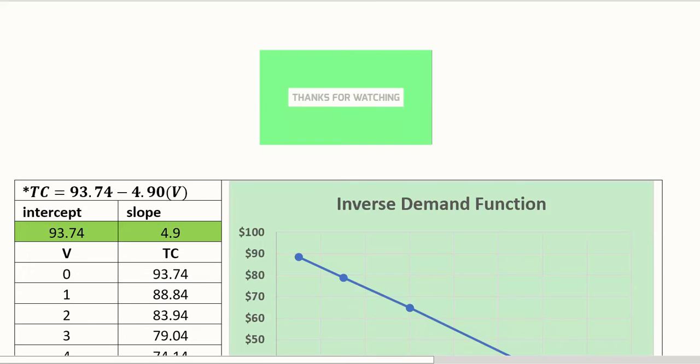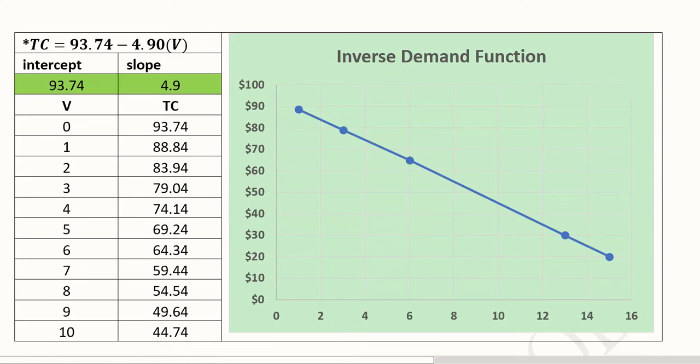Here we have found the regression line by using the travel cost and the number of trips, and you can see that we have used this simple regression process. Intercept is found, which is 93.74, and the slope is also found, which is 4.9. So when we use this, we can put the travel cost value.